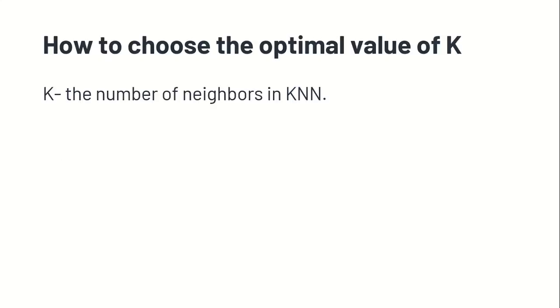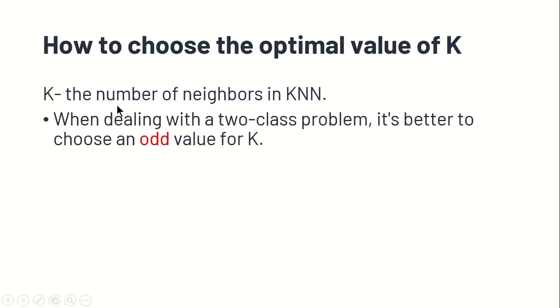So how to choose the value of K? K is the number of neighbors. When dealing with two-class problems, it is better to choose an odd value. Instead of even numbers, take an odd number as K. In my example, I have taken 4, so instead of 4, we have to take 5. That is, it should be an odd number.